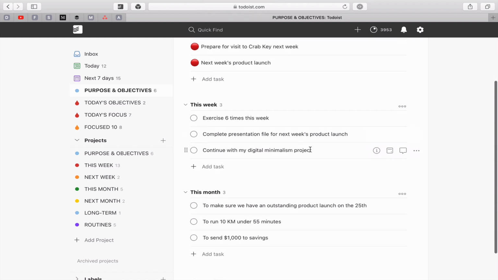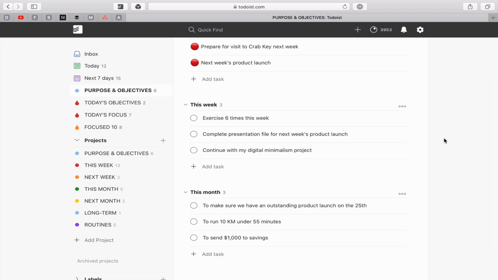And then here are the three things that I really want to do. If you like, my most important tasks of the week, my MITs for the week. So I really want to make sure that I exercise 6 times this week. I want to complete the presentation file for next week's product launch, and I want to continue with my digital minimalism project. And that's just essentially reviewing the apps that I'm using to make sure that I am actually using them. And then I also keep in here this month.